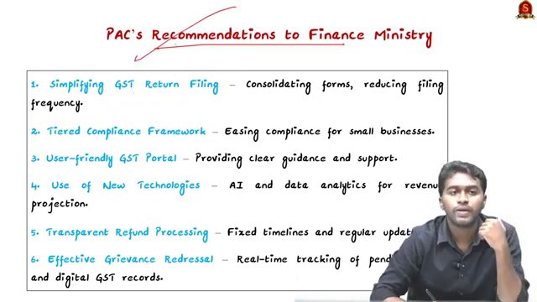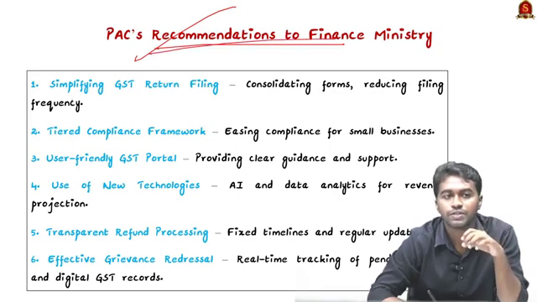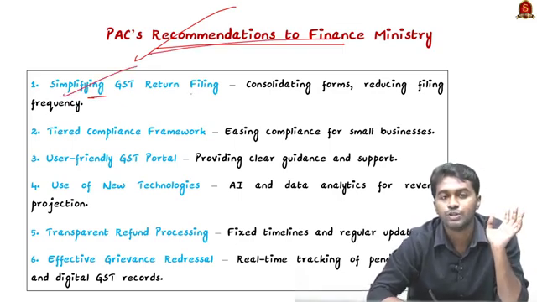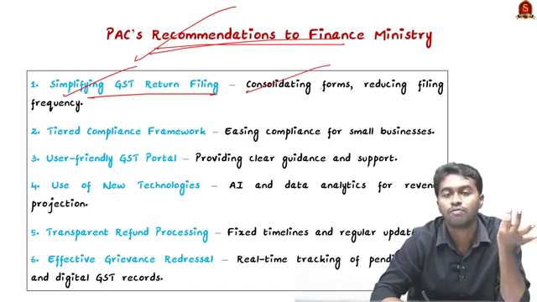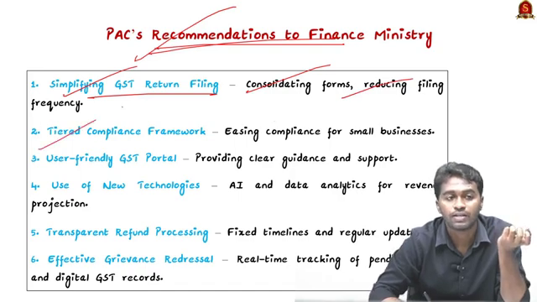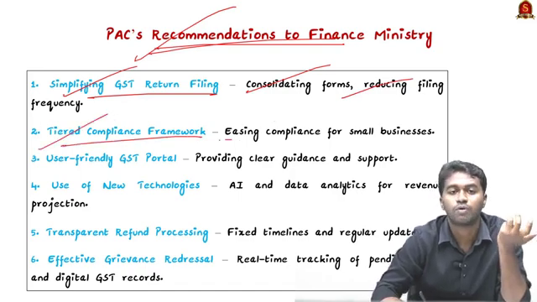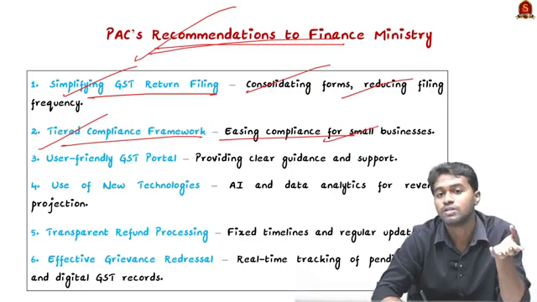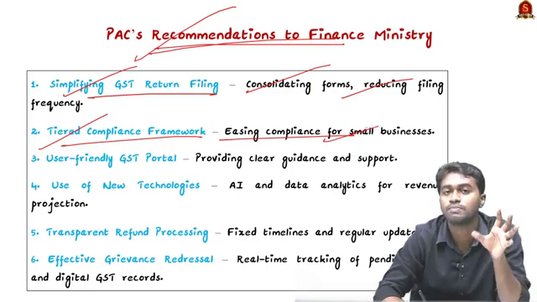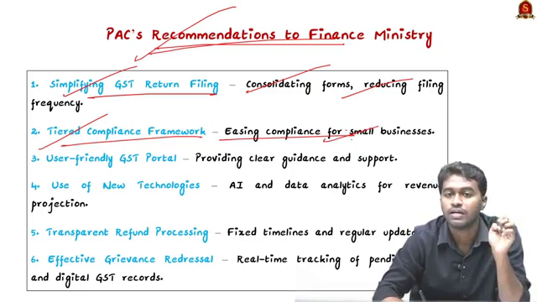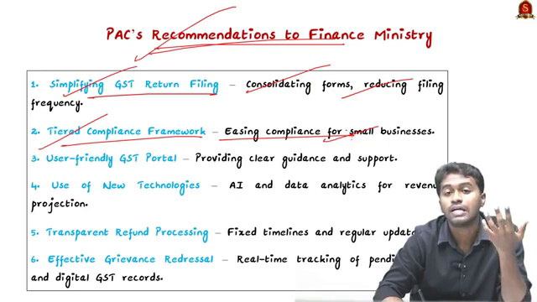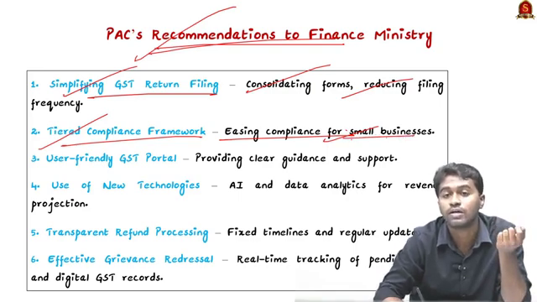Now coming to the PAC's recommendations to the Finance Ministry, first is simplifying GST return filing. That can be done through consolidating forms. This helps in reducing frequent filing. And the next is a tiered compliance framework for easy compliance for small businesses. One of the criticisms faced by the GST is that it is not inclusive, because it is ignoring the concerns of small business people.